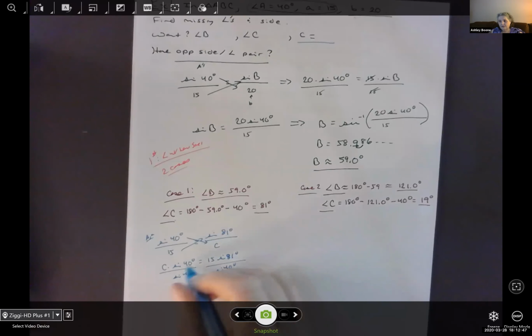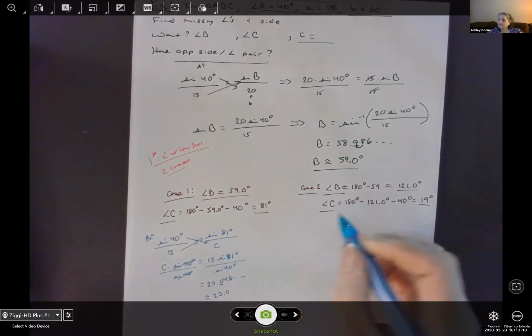Again, make sure your calculator's in the right mode, right? So we have 15 times the sine of 81 degrees divided by the sine of 40 degrees. And that gives us 23.048, and so on. If I went to the 10th, that would be approximately 23.0, okay?